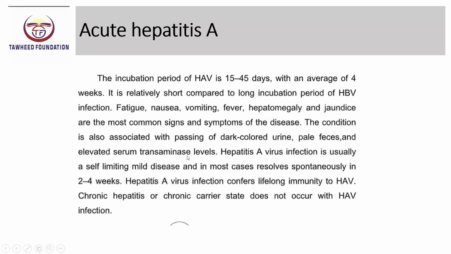Symptoms begin after an incubation period of 2 to 6 weeks, that is 15 to 45 days, and include fever, fatigue, nausea, vomiting, abdominal pain and jaundice. The disease rarely progresses to fulminant hepatitis and chronic infection does not occur. Immunity following infection is lifelong due to the production of neutralizing antibodies.